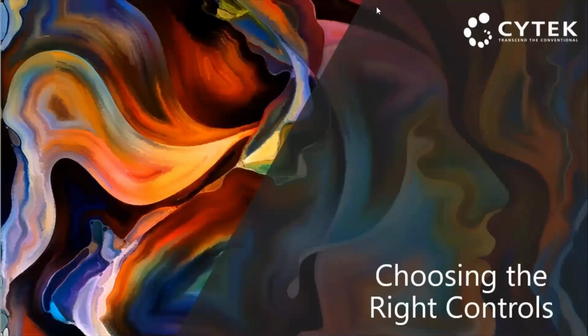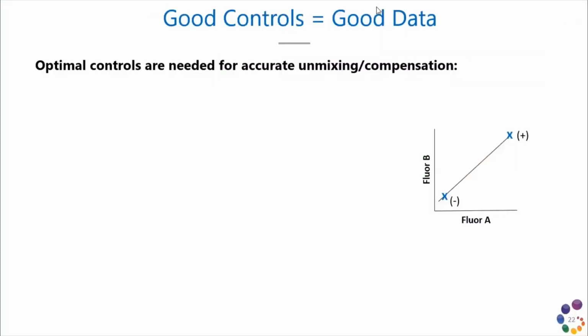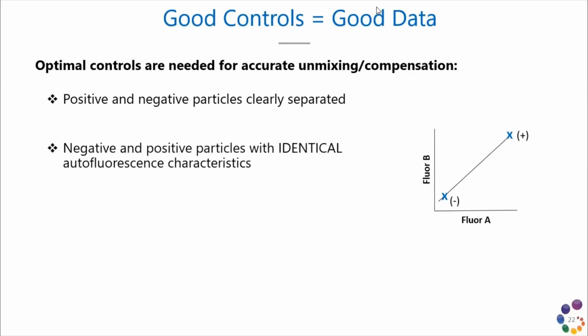Next, you need to make sure that you choose the right controls for your panel. To do this, we have 4 general guidelines you should follow. First, you need to make sure that the negative and the positive particles are clearly separated. Then, you need to make sure those particles have identical autofluorescence characteristics. You can't use a positive cell particle with a negative bead particle and expect this to work out on the system.